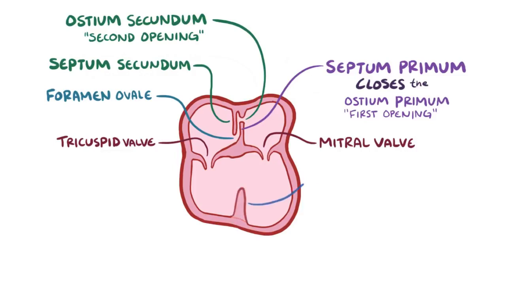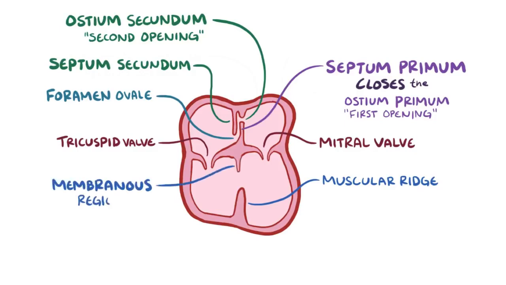The ventricles separate when a muscular ridge of tissue grows upward from the apex, or the tip, and then fuses with a thinner membranous region coming down from the endocardial cushions. And there you have it, two separate atria and two separate ventricular chambers.